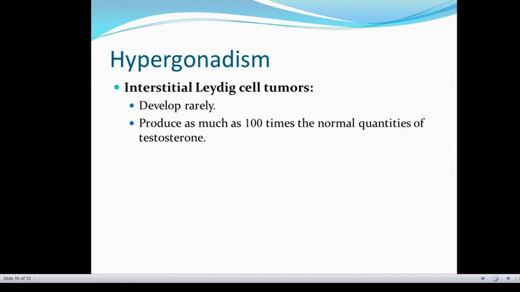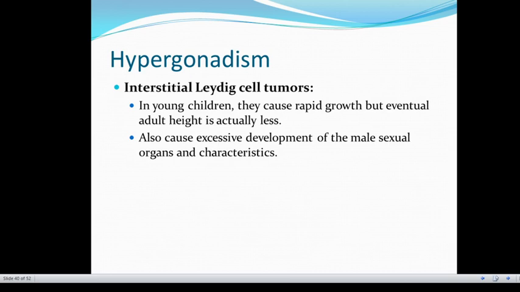The other type of tumors that can cause hypergonadism is the interstitial Leydig cell tumors. Although they develop rarely, they can produce as much as 100 times the normal quantities of testosterone. These tumors in young children can cause rapid growth, but eventual adult height is actually less because of the fusion of the epiphyses. They can also cause excessive development of the male sexual organs and characteristics.